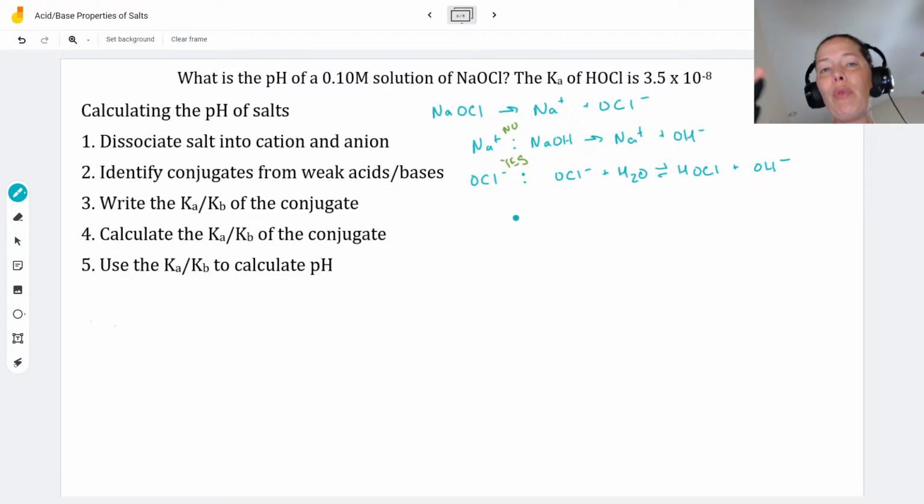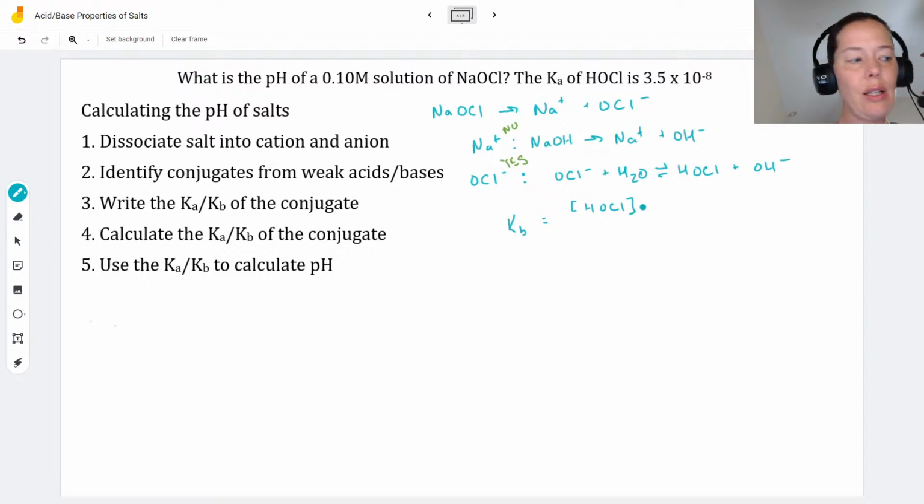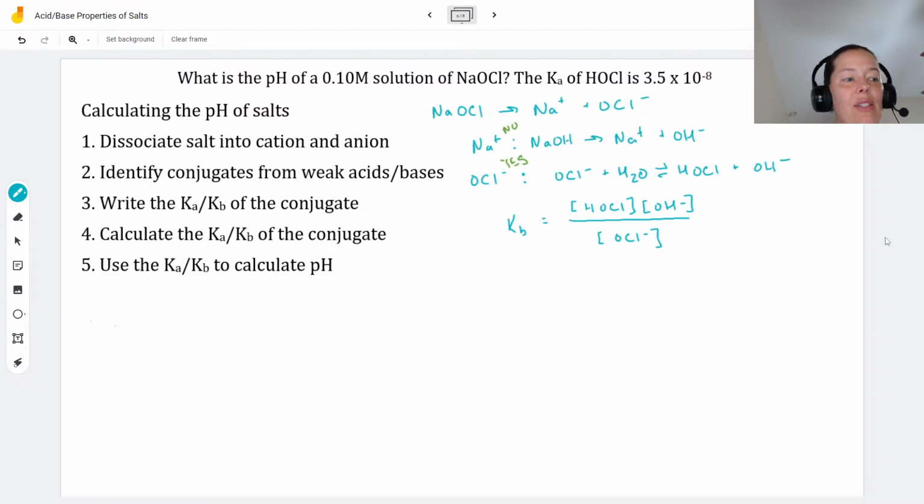All right, so remember when you're writing Ks, it's products over reactants. And because this is a Kb, it means that the concentration of water has already been taken into account, so we do not need to include water in here. So we have products over reactants. Okay, so that is our expression for Kb.